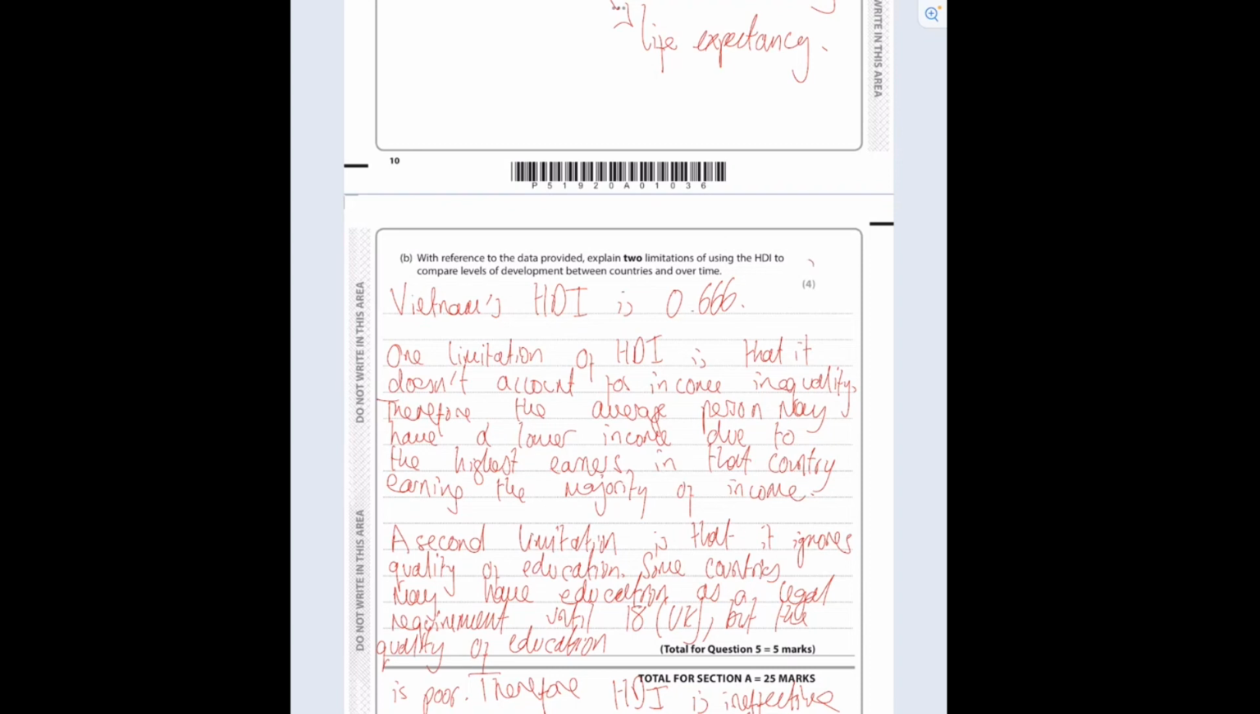Boom. Full marks. I mean, I'm saying that to myself, but I guarantee you that would get 4 marks because I've referenced the data. I've got 2 limitations. I've given analysis. I think you would only need analysis for 1 of them to get the analysis marks. So the breakdown of the marks would be that knowledge would be 2, application would be 1, and analysis would be 1.